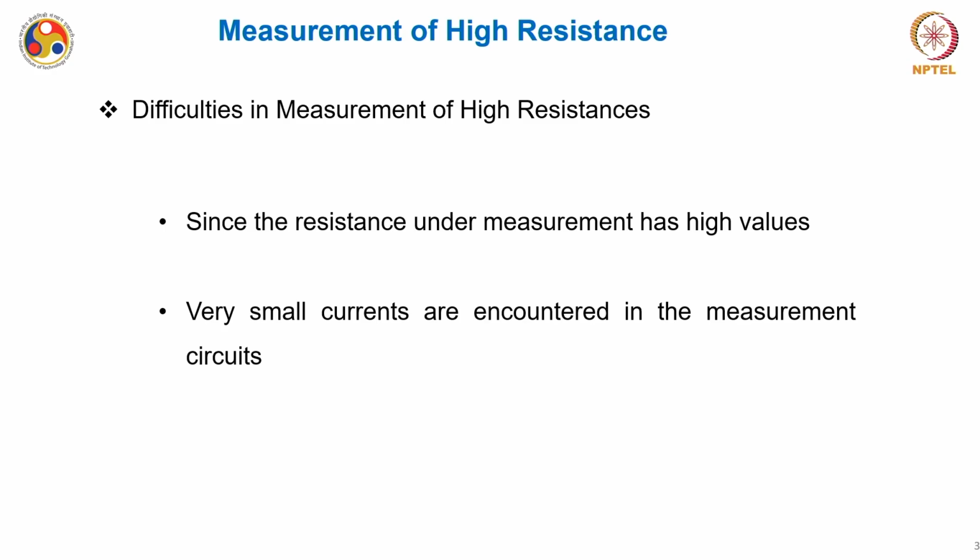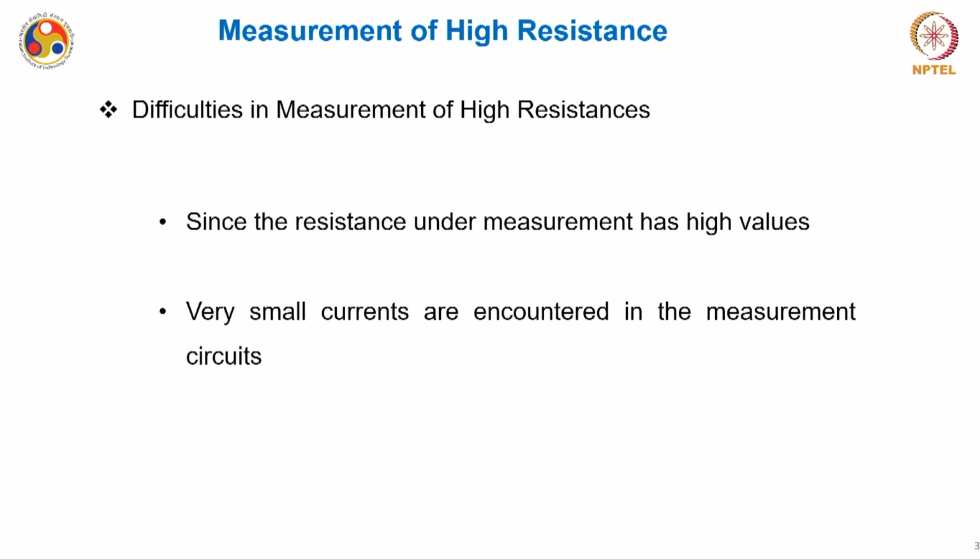Before we jump into the measurement techniques for high resistance, let us try to understand the difficulties in the measurement of high resistance. For the low resistance measurement, if you remember the Wheatstone bridge configuration, the lead connecting between the resistance S and R was a major problem, and to avoid that we used a Kelvin double bridge kind of arrangement.